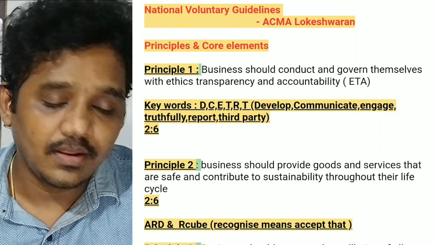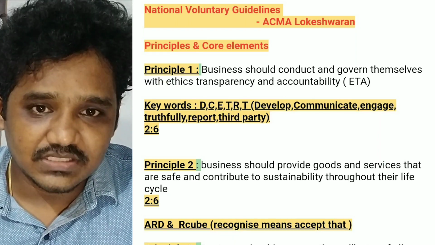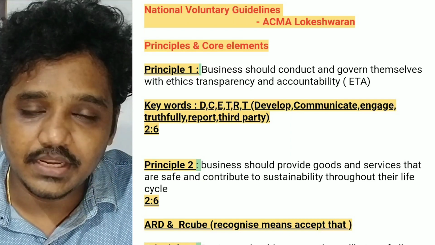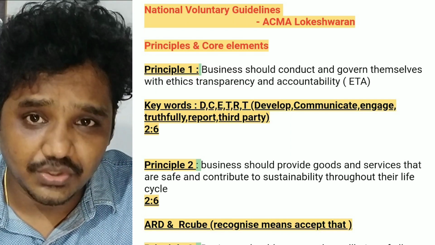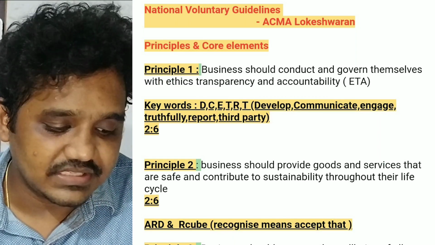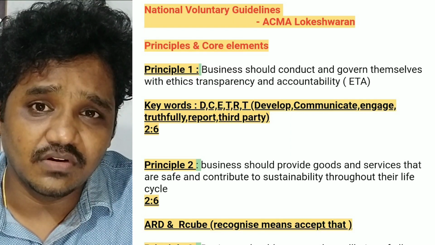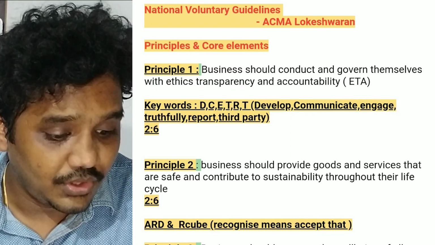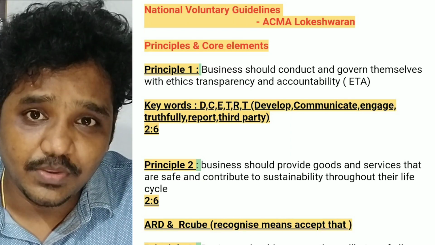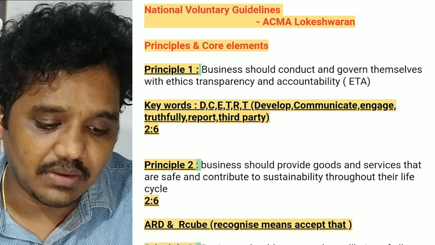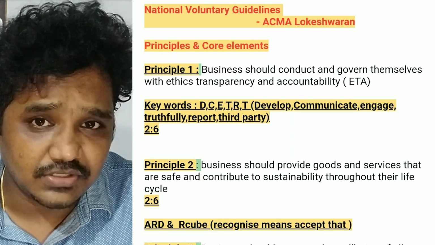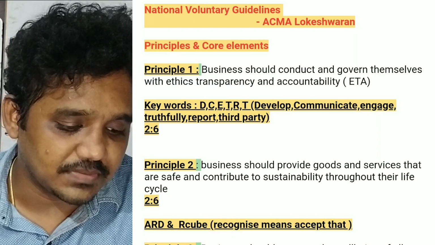Okay, and then like I said, I've just given DCETRT. You just have to add business. When I say D, it means develop. Business should develop governance structures, procedures, and practices. In the same way for the rest, start with the words business should and then use these letters. Using these letters, you'll be able to recall the words like develop, communicate, engage, truthfully, report, third party. Okay, and then the last point is the 2:6 ratio. Let's go to the next principle.